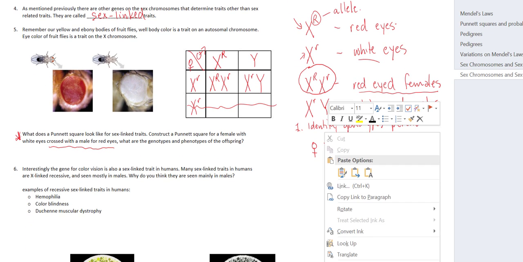Interestingly, the gene for color vision is also a sex-linked trait in humans. I should say it's making a comparison here. Fruit flies, I'm not sure about their vision, but the gene we're talking about is just the color of the eyes, red or white. We have a gene, humans, on our X chromosome that gives us the ability to detect color, right?